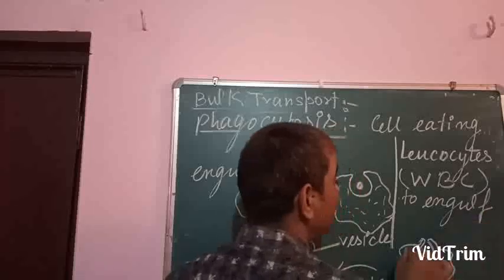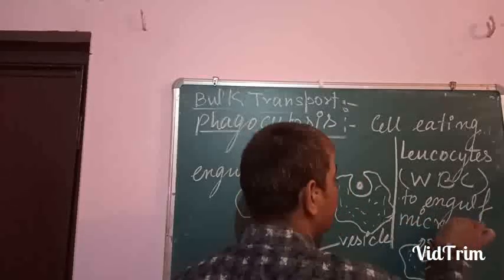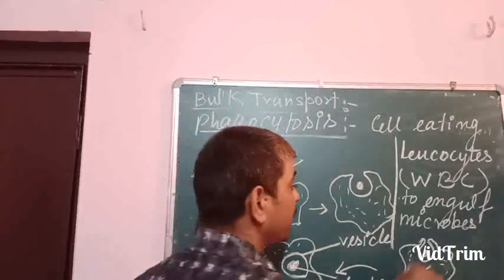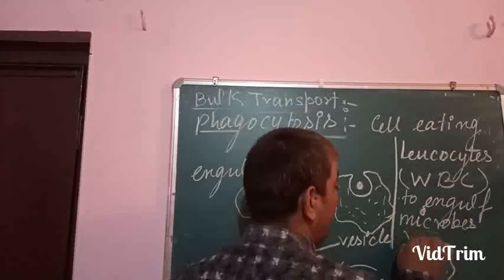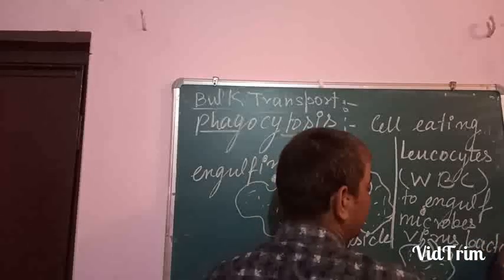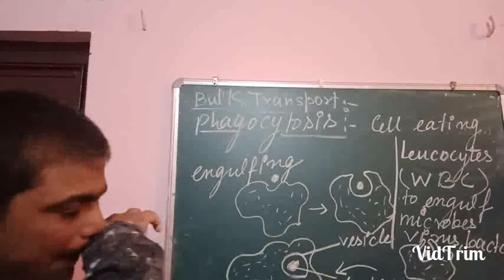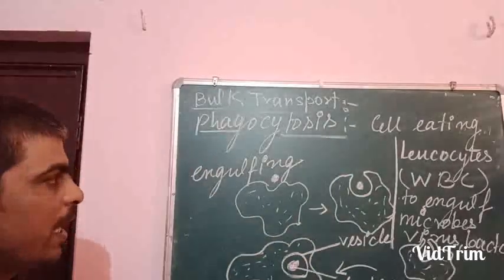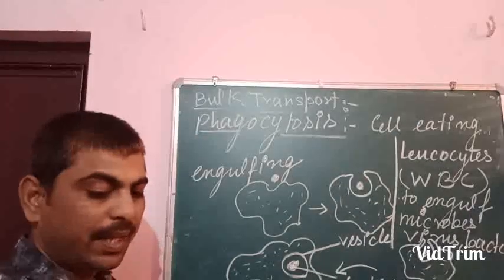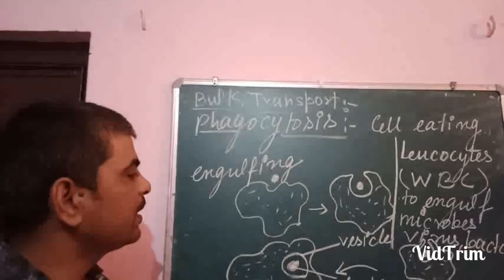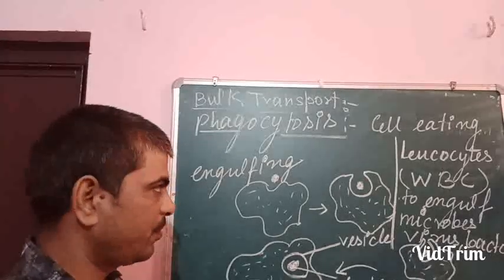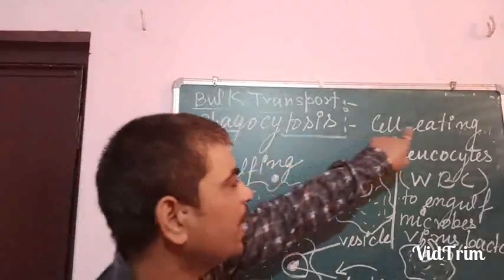Whom do they engulf? Microbes. Which type of microbes? Those which are uninvited and enter the body, like viruses and bacteria. These leukocytes are present in the blood, and whenever any uninvited microbes enter the body, these white blood cells engulf them by invaginating a small portion like this, kill them and prevent our body from infection. So this is phagocytosis, cell eating.